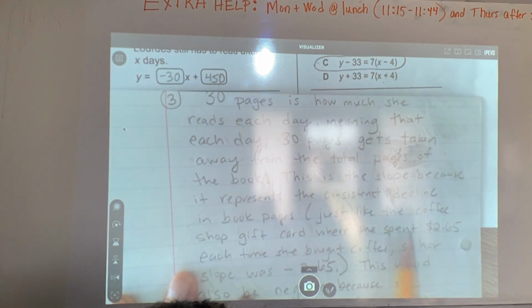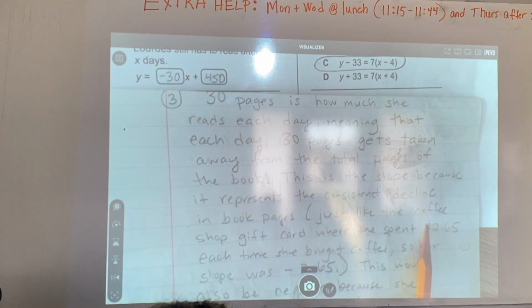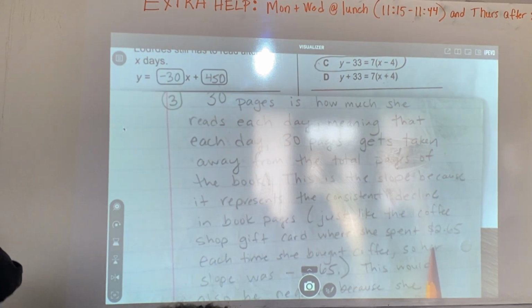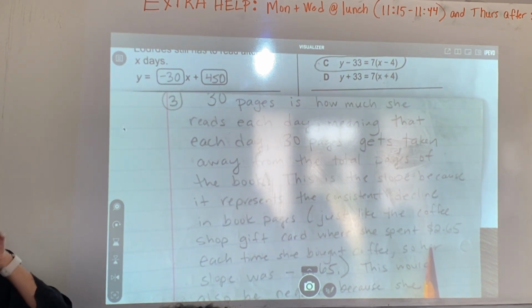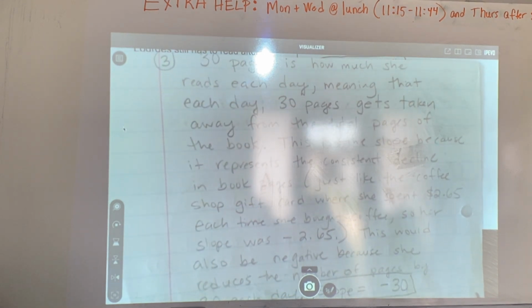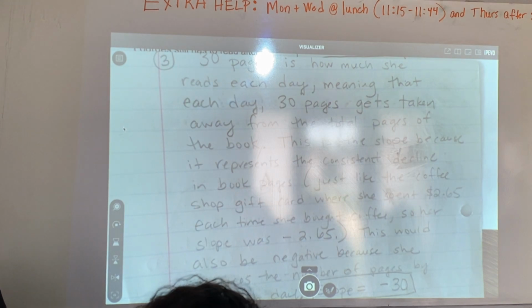Oh, and I brought up here, just like that coffee shop gift card that we did the other day, and she spent $2.65. Remember when we did that problem? That was the slope, because every single time she bought coffee, she spent $2.65. It was a consistent amount that got taken away, right? That's how much she spent. So this would also be negative because she reduces the number of pages by 30 each day. So that's how we get our negative 30.